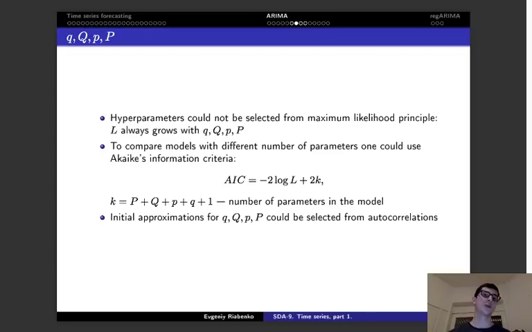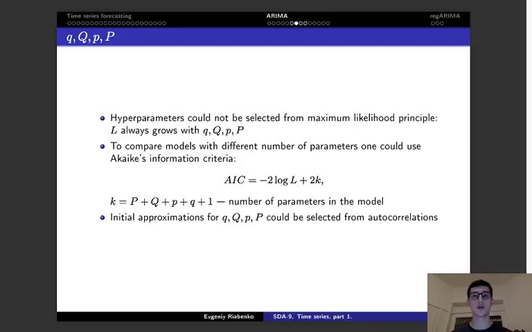For these Q and P parameters, a typical approach is to use information criteria. The most popular is the Akaike criterion. Basically it's a substitute for cross-validation. We'll apply the maximum likelihood principle, and the idea is to have large likelihood, so that our model describes the time series very well, but at the same time we would like to have as few parameters in our model as possible. So again, it's a balance between model capacity and model complexity, and it's nicely expressed in this Akaike criterion.